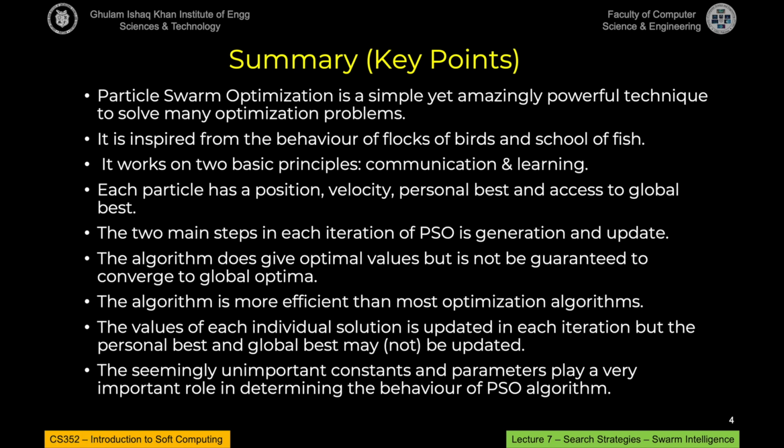The value of each individual solution is updated in each iteration, so the solution is always going to be updated, but the personal best and global best may or may not be updated depending on the values themselves. And another thing that we have seen in this particular lecture is that if you think that the constants and parameters given in the PSO equation are unimportant, you might have to rethink, because they play a very important role in determining the behavior of PSO and how PSO will converge or will not converge.